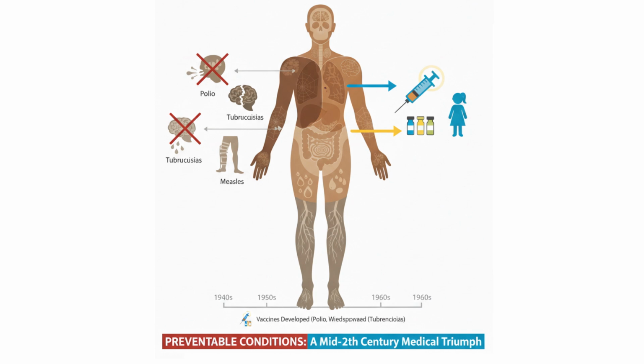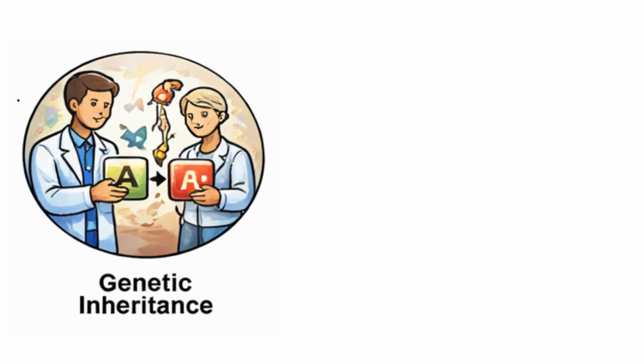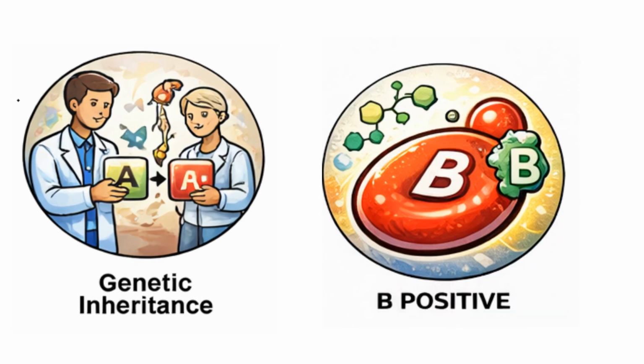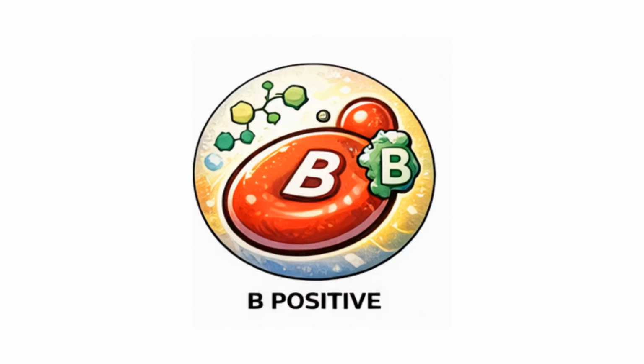Genetically, B positive occurs when a person inherits at least one B allele and at least one Rh positive allele. Both the B gene and the Rh positive gene are dominant. B positive is not rare globally, but its regional concentration tells a story of migration, adaptation, and immune system diversity shaped by geography.